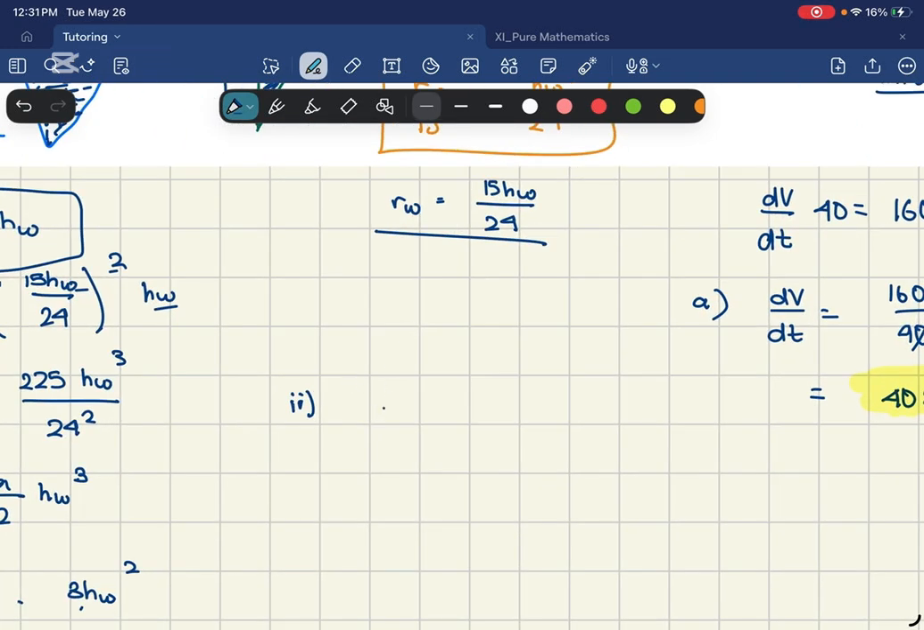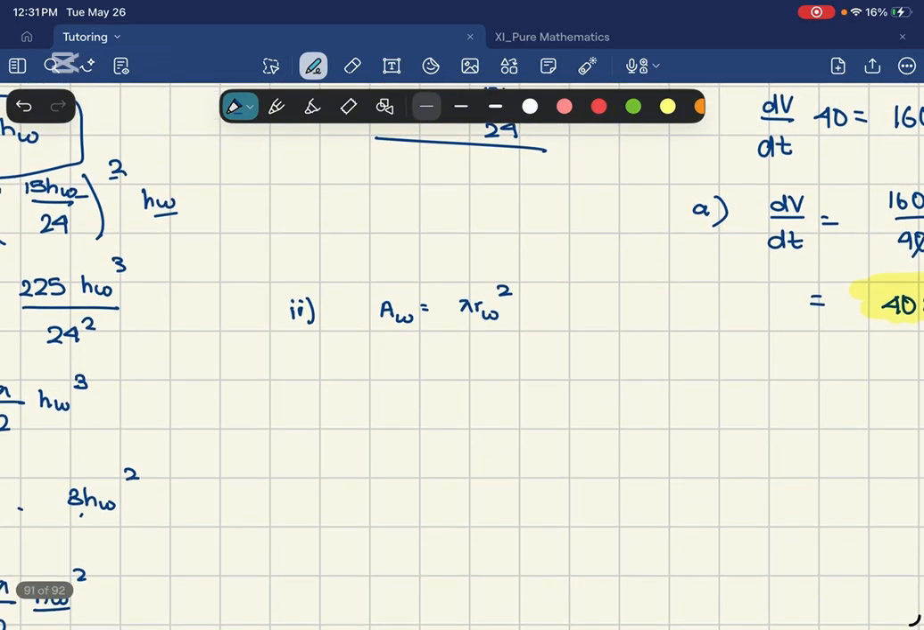So now the horizontal surface area made by the water is going to be pi r water squared. If I want to find dAW by dt, which is what the question asks, I can keep pi. We need to use the chain rule. A is expressed in terms of RW. So if I differentiate, I am going to get 2 pi RW.